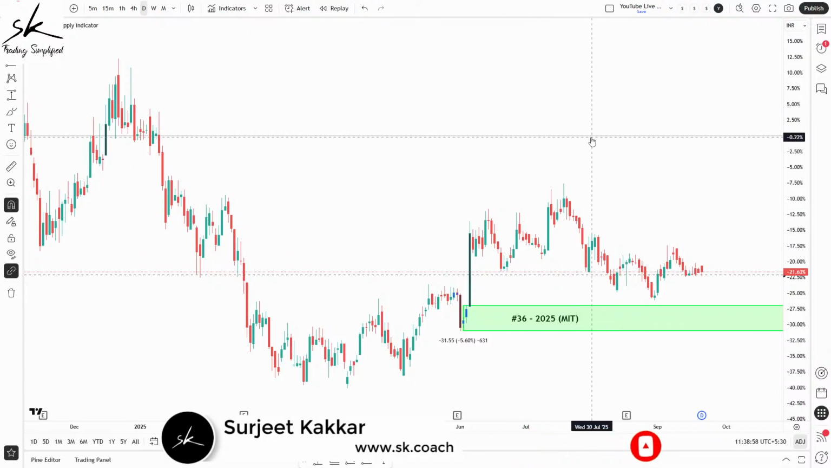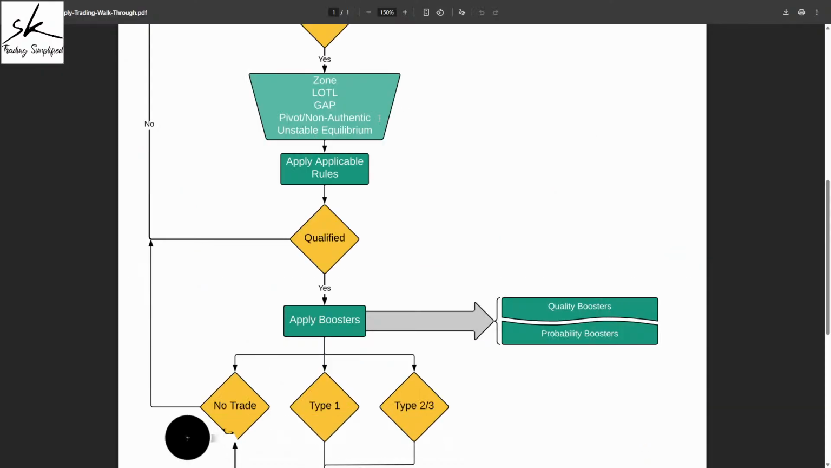So let's assume that I follow the aggressive rule. Based on that, this is definitely qualified. Unstable equilibrium not applicable. So after applying all the applicable rules, is the zone qualified? The answer is yes, but based on the aggressive approach.